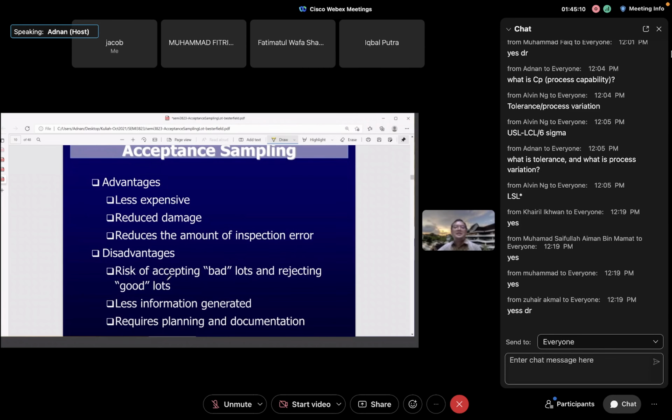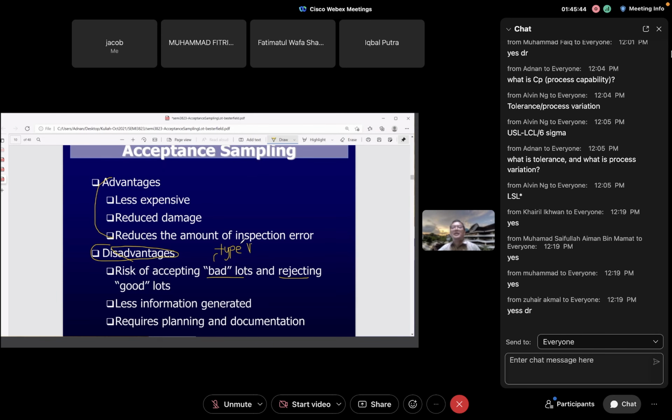There are many advantages. It is quite general, less expensive, reduces damage, and reduces inspection error. What are the disadvantages? This is the risk here. The risk is accepting bad lots and rejecting good ones. When you accept a bad lot, you are doing sampling but suddenly you accept it, when actually there are a lot of bad units in the lot that has been delivered. We call it type 2 error, which is when you miss detecting it.